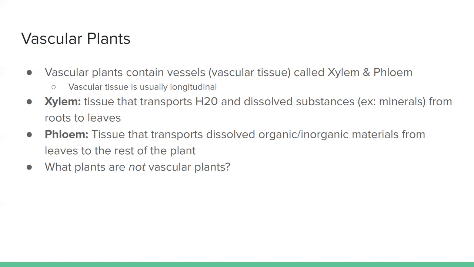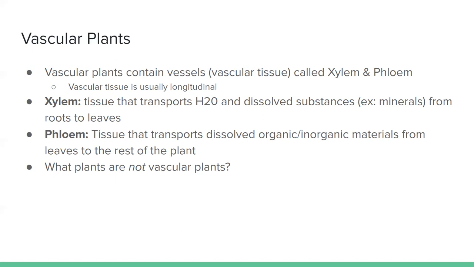So in the case of plants, we have two types of vascular tissue: xylem and phloem. Usually it's arranged longitudinally, so lengthwise down the long part of our plant, kind of the way arteries and veins are in an animal, right? The difference between the two is largely in the direction it's going and also in what it's transporting.